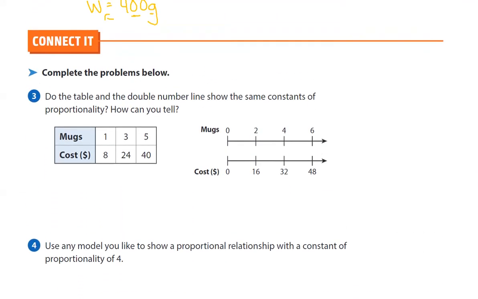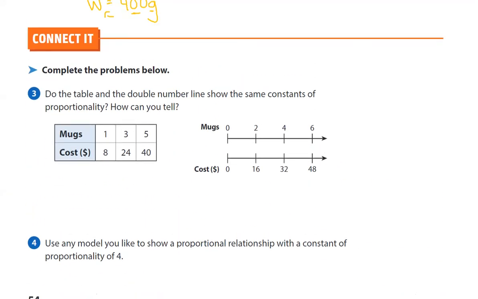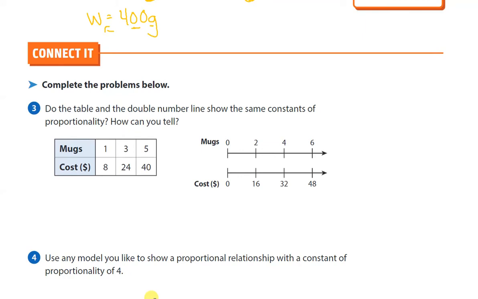Okay, let's do these two practices together, and then you're on your own for a couple of green pages here. Number 3, do the table and the double number line show the same constant of proportionality, and how can you tell? We've got $8 per mug. That's the unit rate for this one. So the constant of proportionality for this one is 8. Now we've got mugs cost 2 to 16. Well, it doesn't give us the unit rate, does it? So we're going to have to do that math on our own. We're going to have to say 1 mug costs. Oh, look at that. If we divide by 2 to get 1, we can divide by 16 to get 8. So the constant of proportionality for the double number line is also 8.